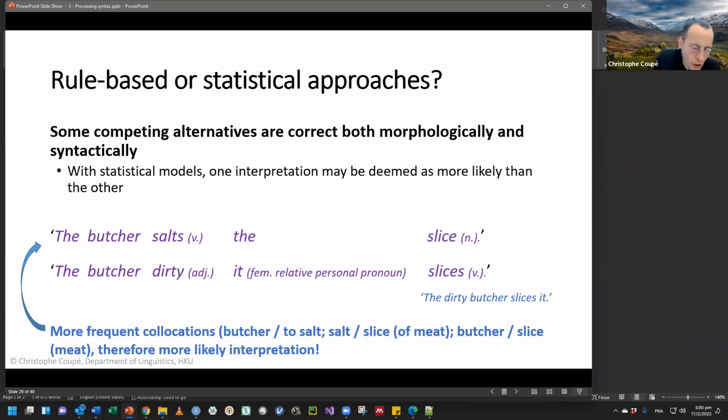Just because, for instance, the noun butcher will often appear with the verb to salt, and this combination will be more frequent than butcher with dirty. It's still possible, but quite often when you tell people about a butcher, it's more about preparing food than being dirty. Does that make sense? So rule-based and statistical approaches, they are both fine, but in some circumstances, maybe statistical approaches have an edge just because of how they work, because they work on frequent patterns, broadly speaking.